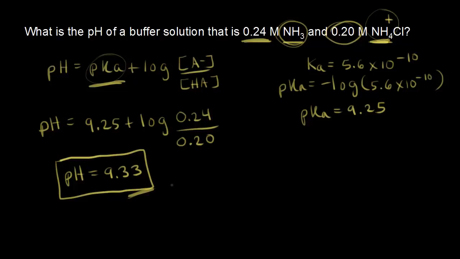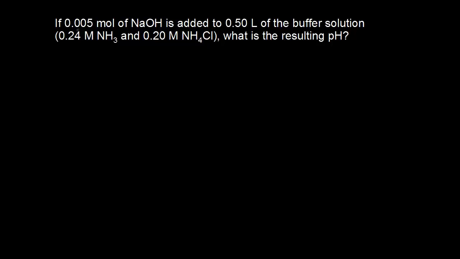And so our next problem is adding base to our buffer solution, and we're going to see what that does to the pH. So now we've added 0.005 moles of a strong base to our buffer solution. Let's say the total volume is 0.50 liters. So what is the resulting pH?